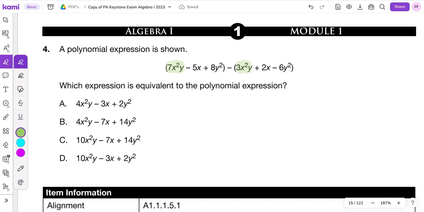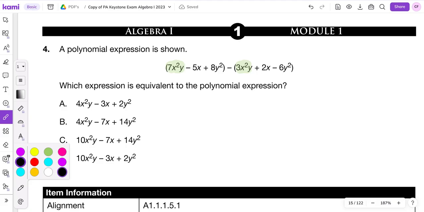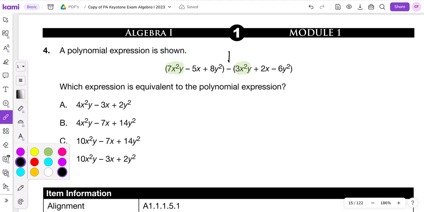What are we doing with the two of these? The sign in the middle tells us we are subtracting. When we add and subtract polynomial expressions, it does not change our exponents, just the leading coefficients. So we got 7 minus 3 is going to give me a 4, variables staying the same, x to the power of 2, y.